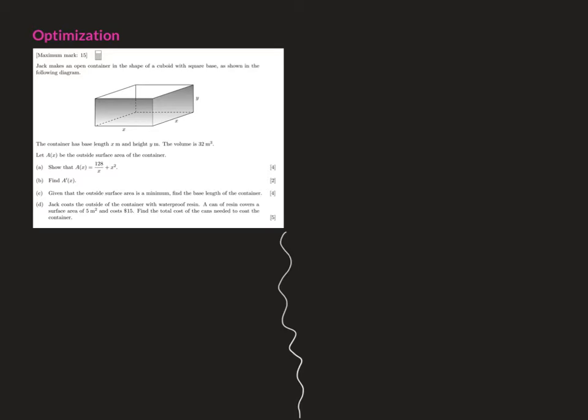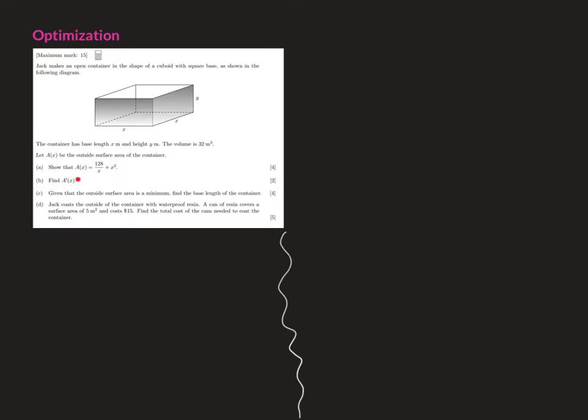Jack makes an open container in the shape of a cuboid with square base as shown in the following diagram. The container has base length x and height y meters. The volume is 32 cubic meters. Let A be the outside surface area of the container. A. Show that the surface area of the container is 128 over x plus x squared.